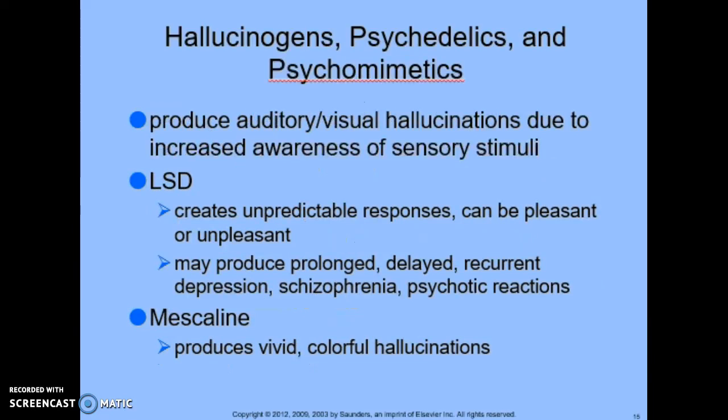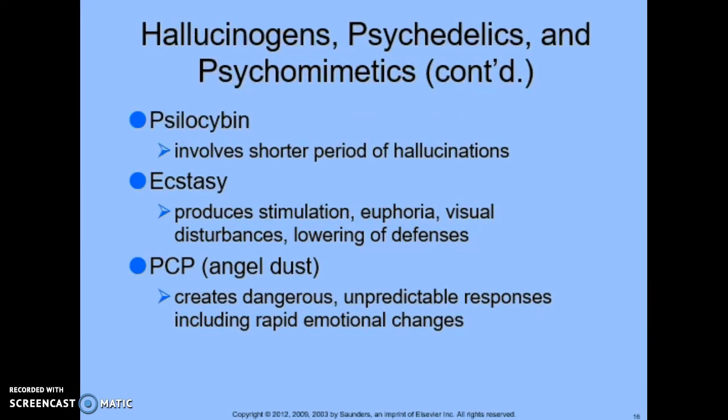Hallucinogens, psychedelics, and psychomimetics. These produce auditory and visual hallucinations due to increased awareness of sensory stimuli. These include LSD and mescaline. Mescaline is made from flower heads of the peyote cactus. Other drugs in this category are psilocybin, which is produced from Mexican mushrooms, ecstasy, which is derived from amphetamines, and PCP, also known as angel dust. PCP creates dangerous, unpredictable responses, including rapid emotional changes.